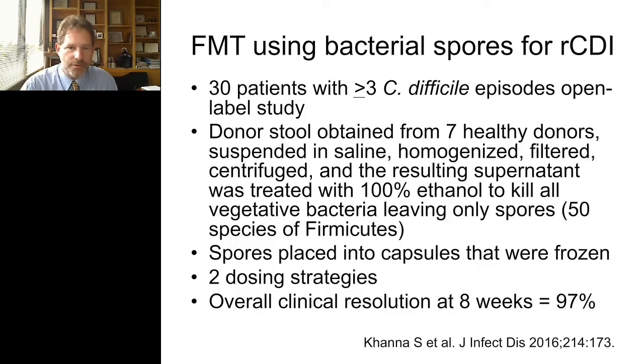And what was involved was taking donor stool from 7 healthy donors, suspending it in saline, filtering it, exposing it then to 100% ethanol to kill all the vegetative bacteria and leave only the spores. And the spores were from firmicutes, as you might imagine, 50 different species. They were placed into capsules. The capsules were frozen, and then they were delivered in 2 different dosing strategies to these patients and had a very good rate of overall clinical resolution at 8 weeks. So another interesting approach using bacterial spores to try to reconstitute a healthy colonic microbiota.